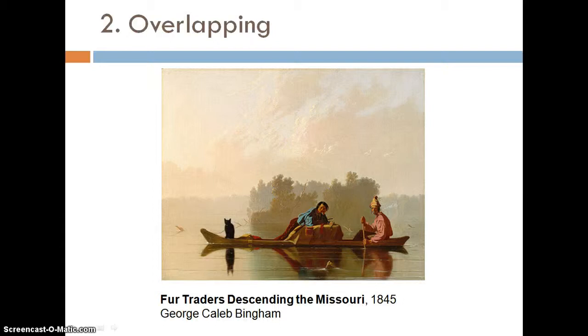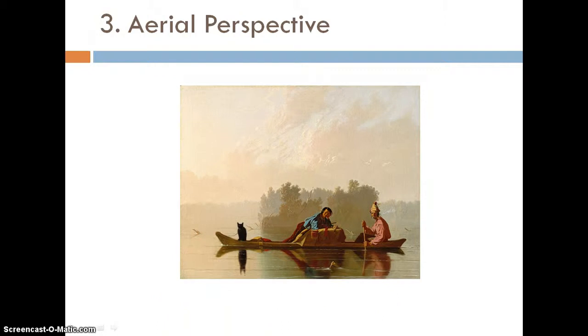Next we have overlapping. This is a wonderful painting by George Caleb Bingham entitled Fur Traders Descending the Missouri. Notice how the figures in their little boat, I don't know if that's a kitty or a dog, in any case, notice how they're in front of the trees and they overlap, and that's what causes them to look closer to you than the trees. Of course, the artist uses other tricks that we could discuss later, such as aerial perspective.